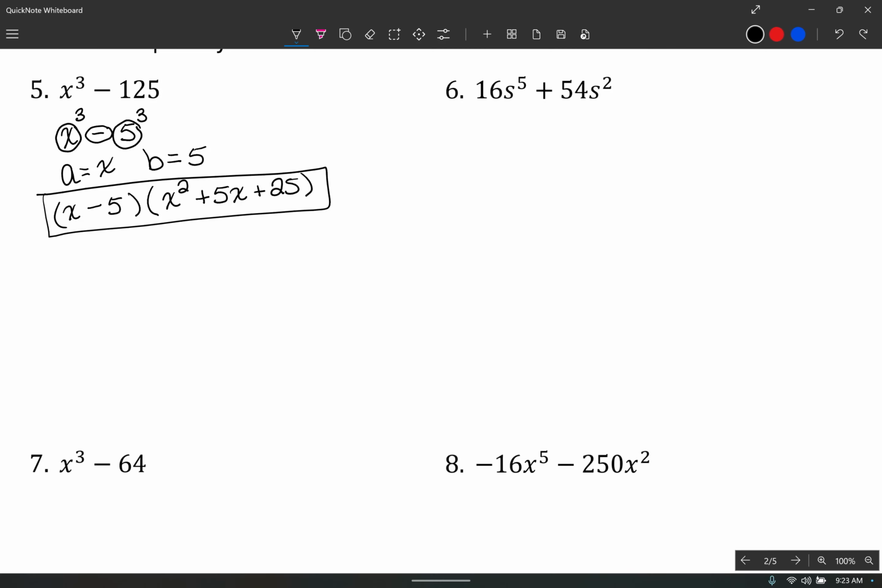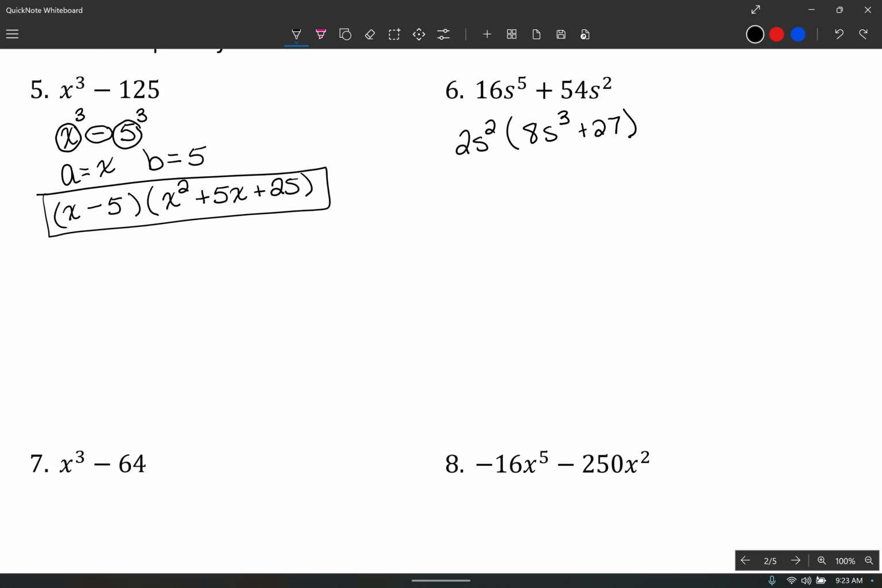All right. Now, I did not have a common factor on 5, but I do have a common factor on 6. So my greatest common factor is 2s squared. If you have a common factor, you should always take that out to begin with, right in the very beginning. So 16s to the 5th divided by 2s squared would be 8s to the 3rd. 54s squared divided by 2s squared is 27.